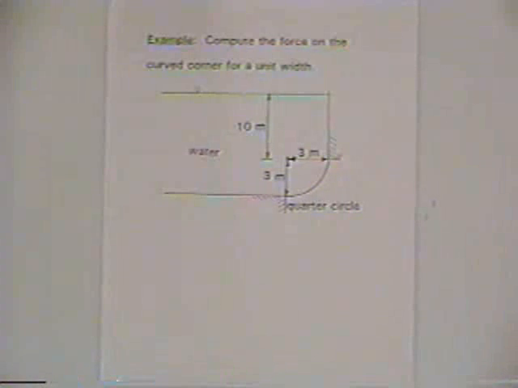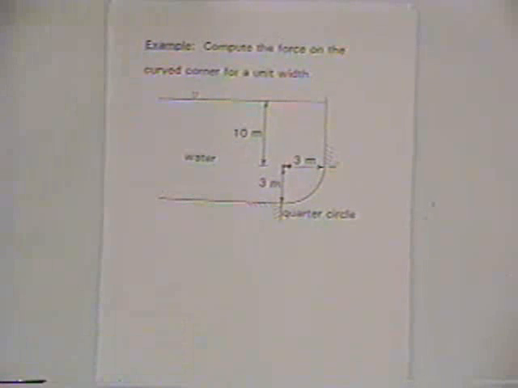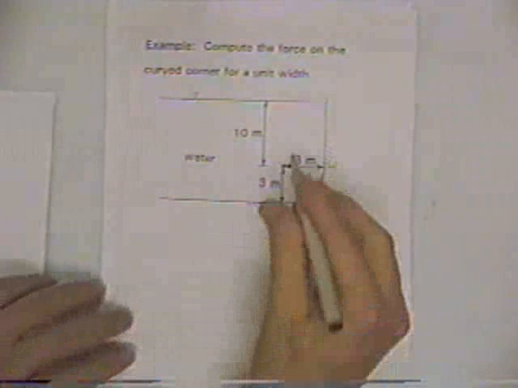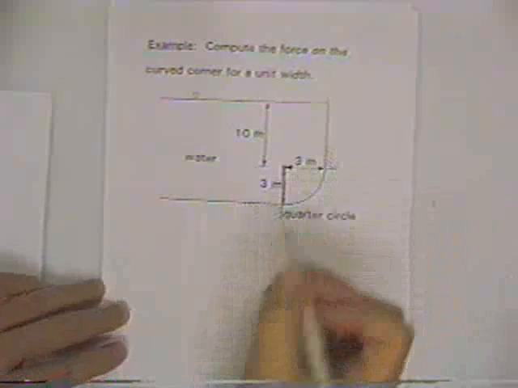We want to compute the force on the curved corner for unit width. So we've got a container, and again, it's full of water, and the water exerts a force in the corner down here, and we want to estimate the force. And so we can think in terms of horizontal and vertical components of the force, and the horizontal component of the force is just going to be acting upon a vertical projection here.